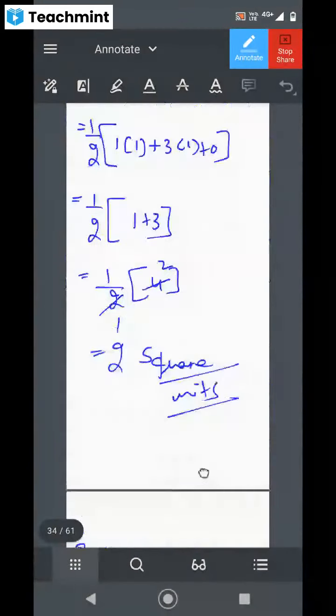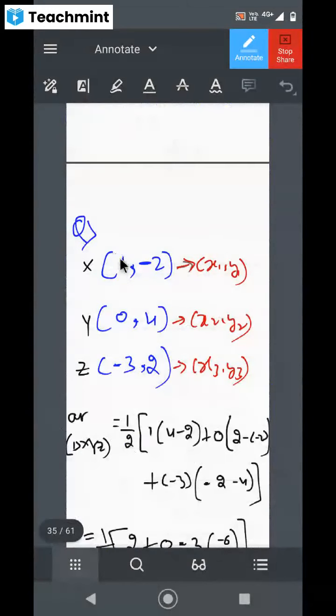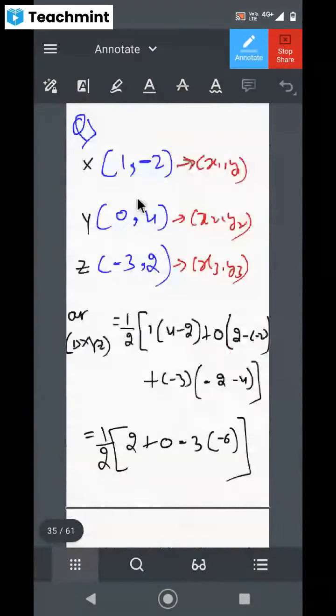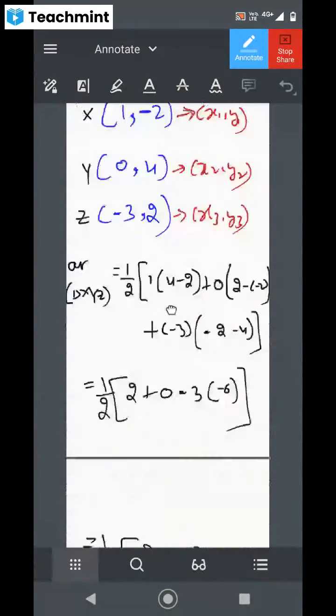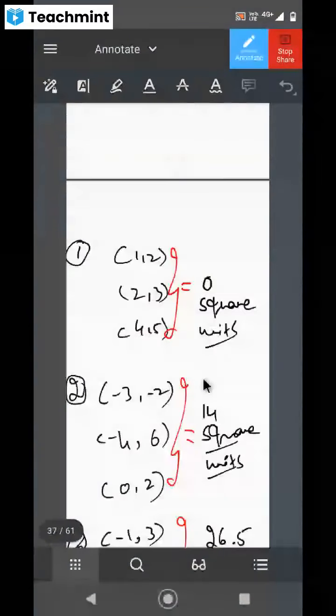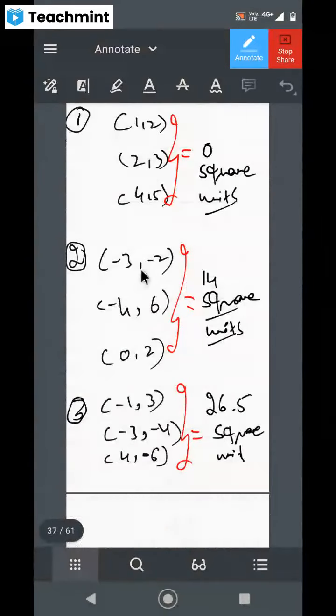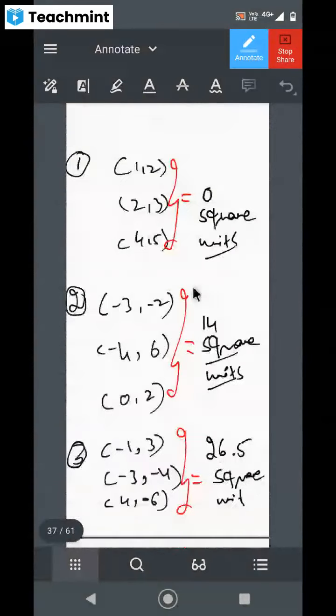Then you found it out. After that, I gave some as homework. Look at this, this one as homework. Homework as in I solved it here only, not as homework. So then we got this. Then I gave these as homework, 1, 2, 3. Did you solve all of these and tell the answers also? Yes, sir.